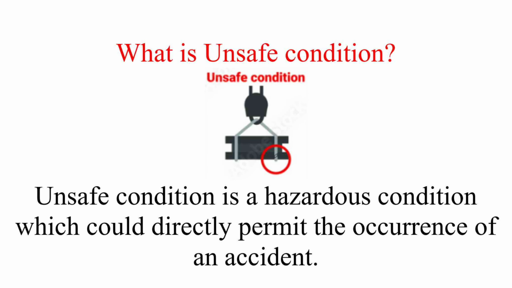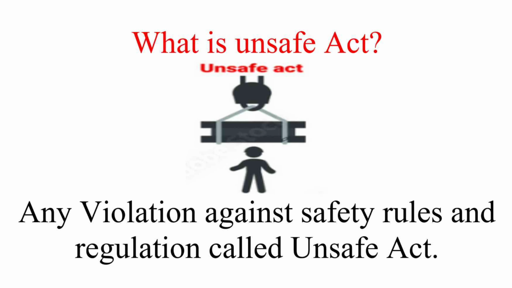What is unsafe condition? Unsafe condition is a hazardous condition which could directly permit the occurrence of an accident. What is unsafe act? Any violation against safety rules and regulations is called an unsafe act.